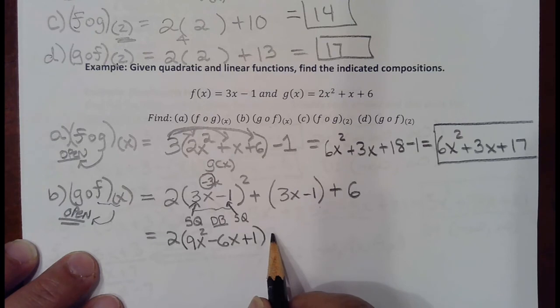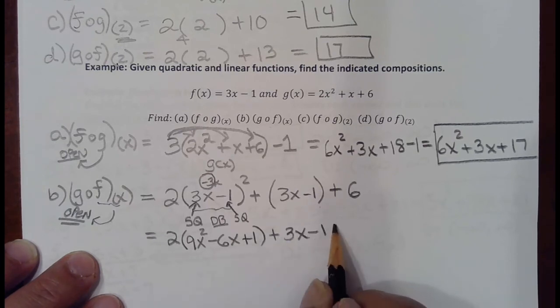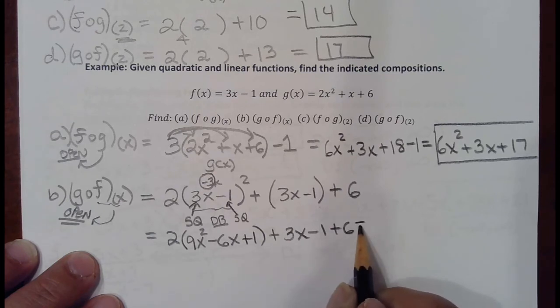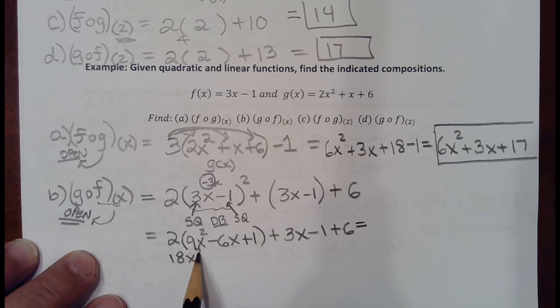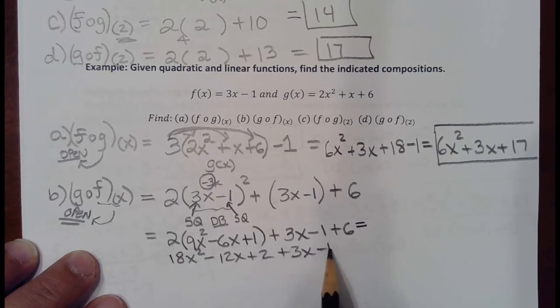So this would be, let's see, 18x squared. Then we would have negative 12x and 3x. That would be negative 9x. And then as far as our constants go, we have 3 constants. So 2 take away 1 is 1. 1 plus 6, 7. And there we have G composed of F. A little bit more rigid on the algebra side.